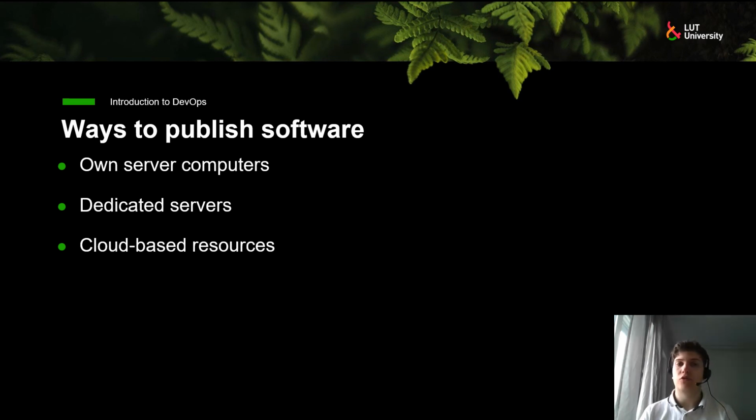There are many ways to set up a production environment for a software. Traditionally, companies and development teams have used their own server computers in order to set up an environment to run the software. For example, in the case of a Java-based software, the development team could have their own server computer, install the Java runtime environment to it, and then run the software there and make the server accessible by the users of the software.